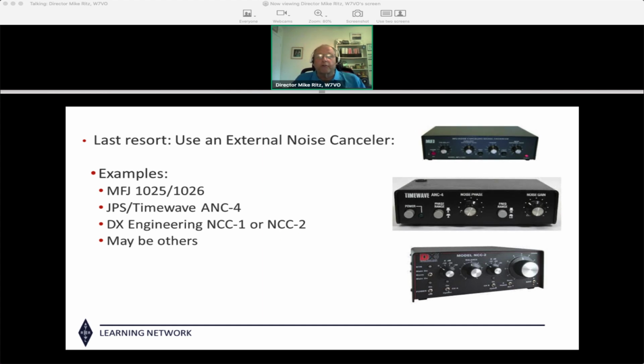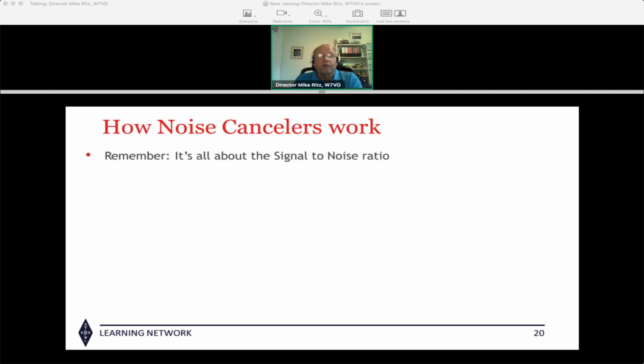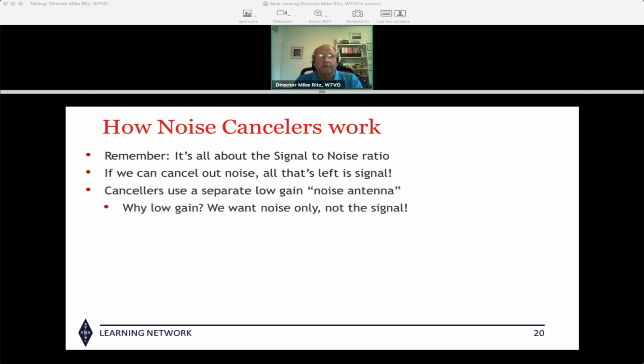And as a last step, consider the use of what's called an external noise canceller. There are several of these on the market. One of them is made by MFJ, a company called TimeWave makes one, and DX Engineering makes one. There may be other ones too, but these things are pretty handy. So how do they work? Well, remember, it's all about the signal-to-noise ratio. If we can get rid of the noise and pull it away from the signal, all that's left is the signal.